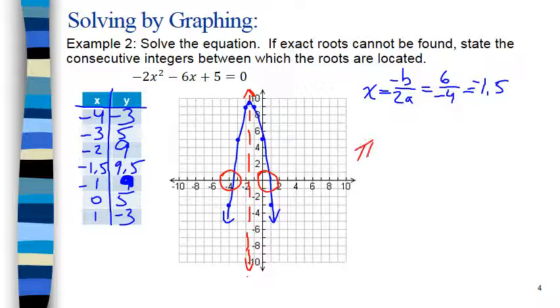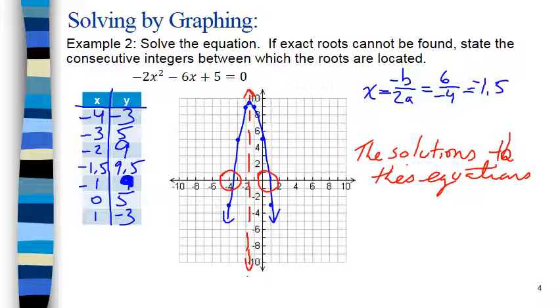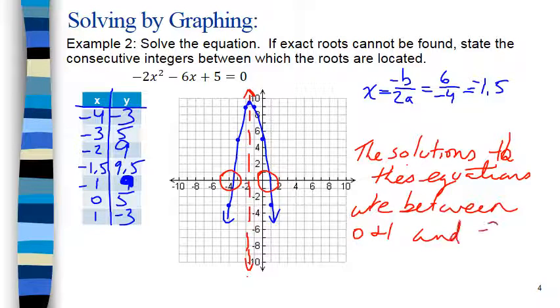So the solutions to this equation are between 0 and 1 and negative 3 and negative 4. Okay.